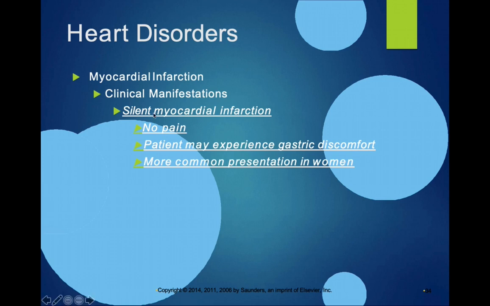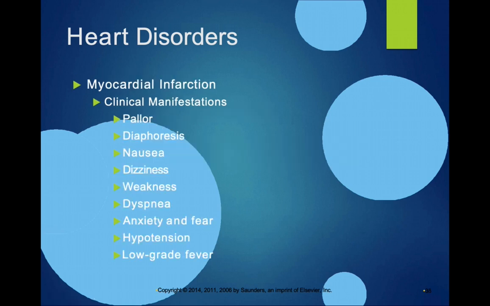There is a silent myocardial infarction. There's no pain. The patient may experience some GI discomfort, more common in women than in men. Again, pallor, diaphoresis, the sweating, nausea, dizzy, weak, difficulty in breathing, dyspnea, anxiety. Remember, they have this impending feeling of fear and death coming upon them, hypotension, and a low-grade fever. This is all seen with MI. Some overlap with angina as well.